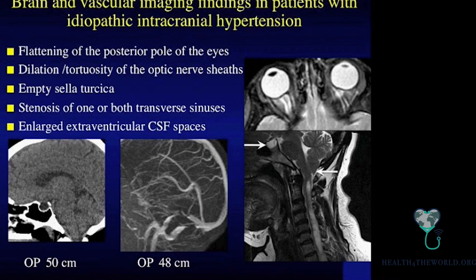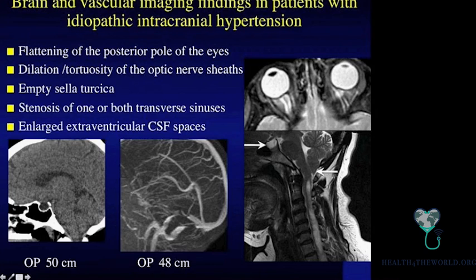It's like an enlarged structure as well, fit into the back of the globe, and it kinks. So we may see tortuosity of the optic nerve sheath. Over time, one can see empty sella or partially empty sella, that is CSF permeating down into the sella turcica.